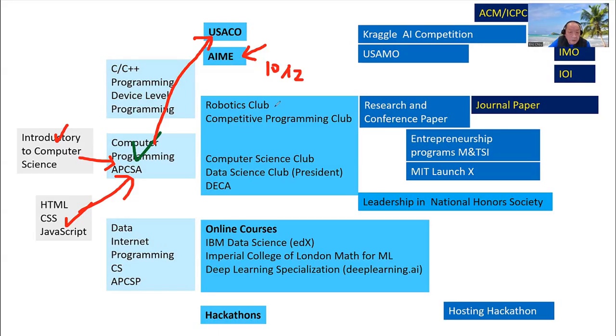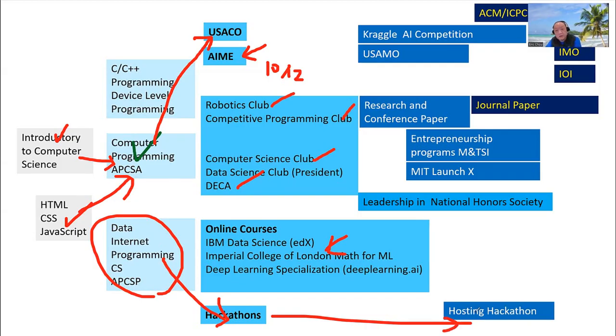And also in high school, you will join the club, okay, programming club, robotic club, data science club, okay, data club, and online courses for math and programming, okay? And then also from here, you go for hackathon. Okay, this you require the website design capability, go to hackathon. And then after you compete in hackathon, you can also host hackathon.